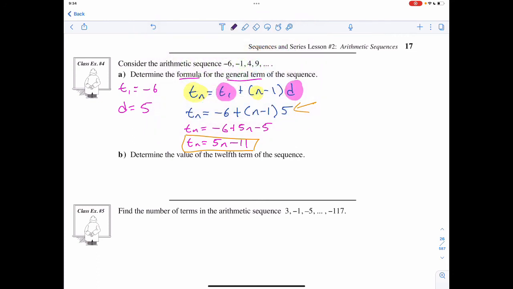If I am using this to determine the 12th term of a sequence, I'm going to say that term 12 is equal to -6 plus my n is 12 minus 1 times 5. I can plug all that in my calculator and get 49.